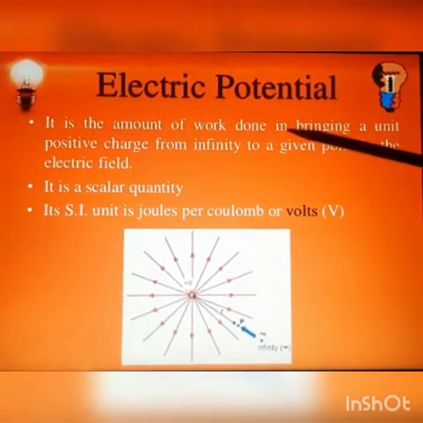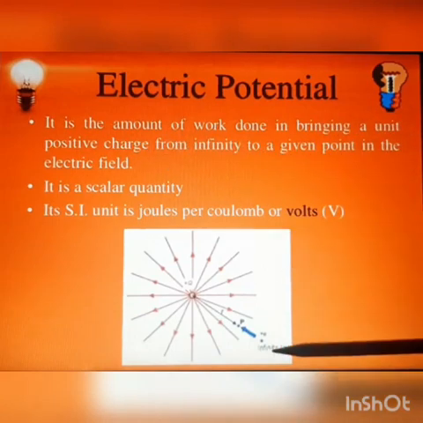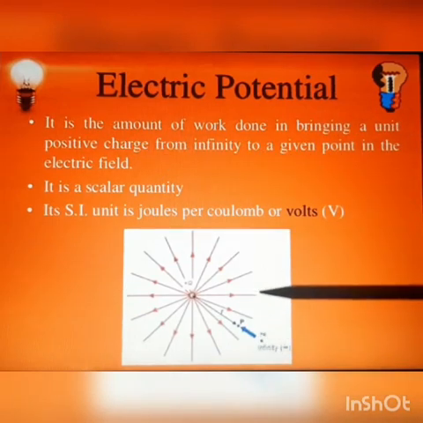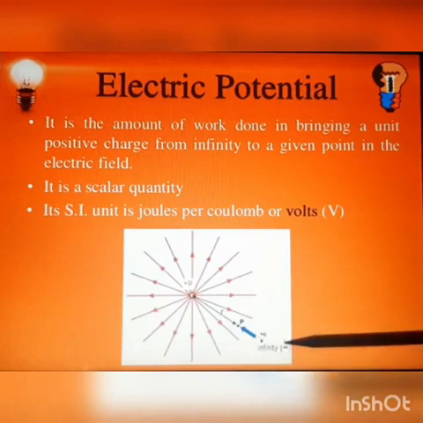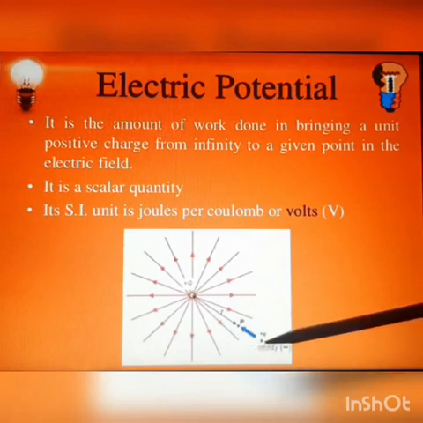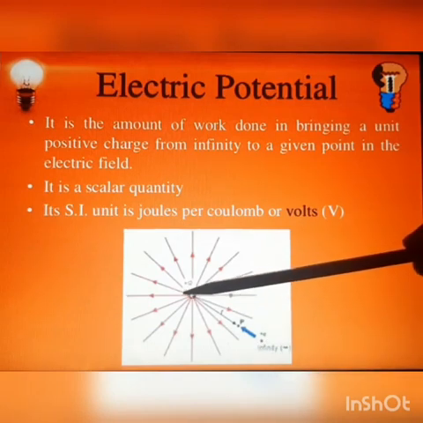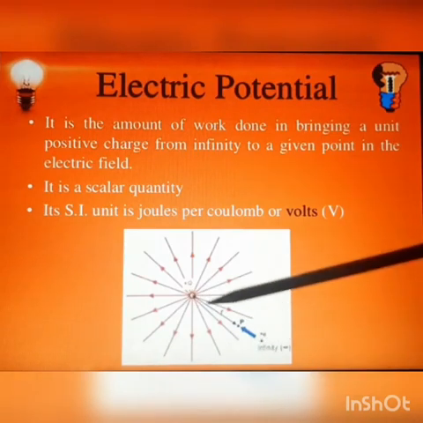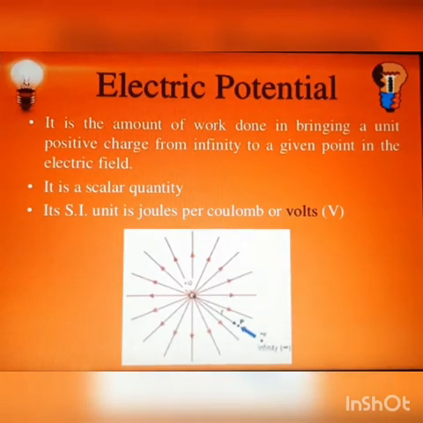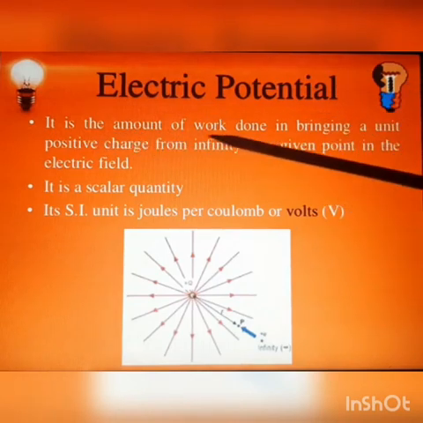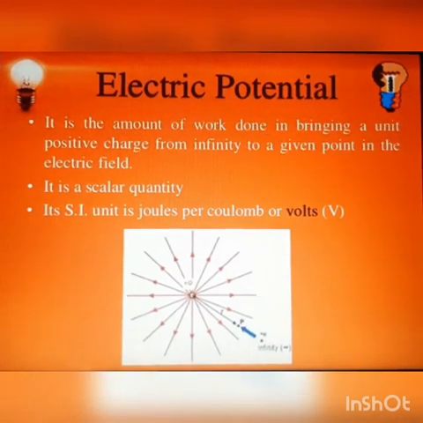Here, the amount of work done in bringing a unit positive charge means that we have to take a unit positive charge, meaning one positive charge, which is at infinity. Here infinity means a very far off distance. We have to bring this charge from here to any given point in an electric field. So bringing anything from here to here requires work. This amount of work is known as electric potential. This work done is a scalar quantity and its unit is joules per coulomb, or volt. Volt is denoted by capital V.